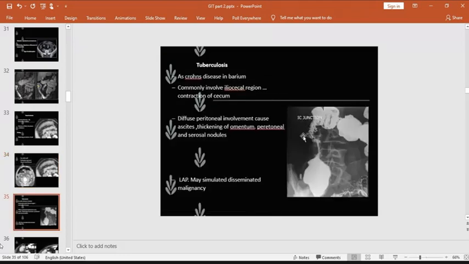Tuberculosis may produce findings similar to Crohn's disease. It commonly involves the ileocecal region rather than the terminal ileum. Diffuse peritoneal involvement can occur. We can detect ascites, thickening of the omentum, and peritoneal and serosal nodules as a result of TB. Lymphadenopathy also may be visualized.